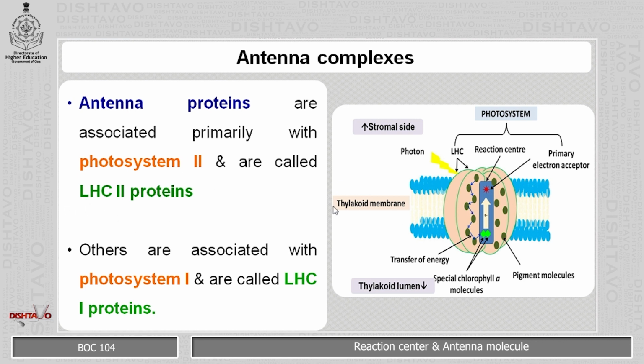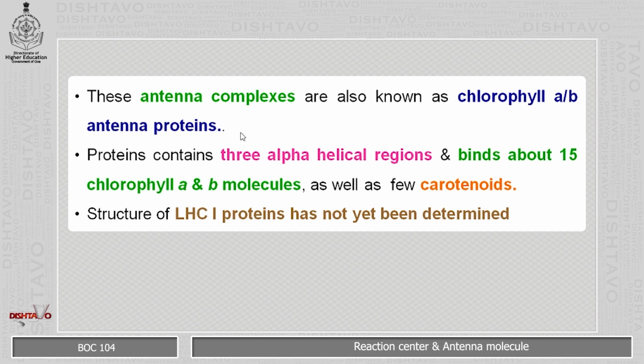We can see here this is the thylakoid membrane of the chloroplast, and this entire structure in a light color is a light harvesting complex, which has antenna molecules in it. This is where the resonance energy transfer is taking place. Others are associated with photosystem I and are called light harvesting complex 1 proteins. These antenna complexes are also referred to as the chlorophyll A-B antenna proteins.